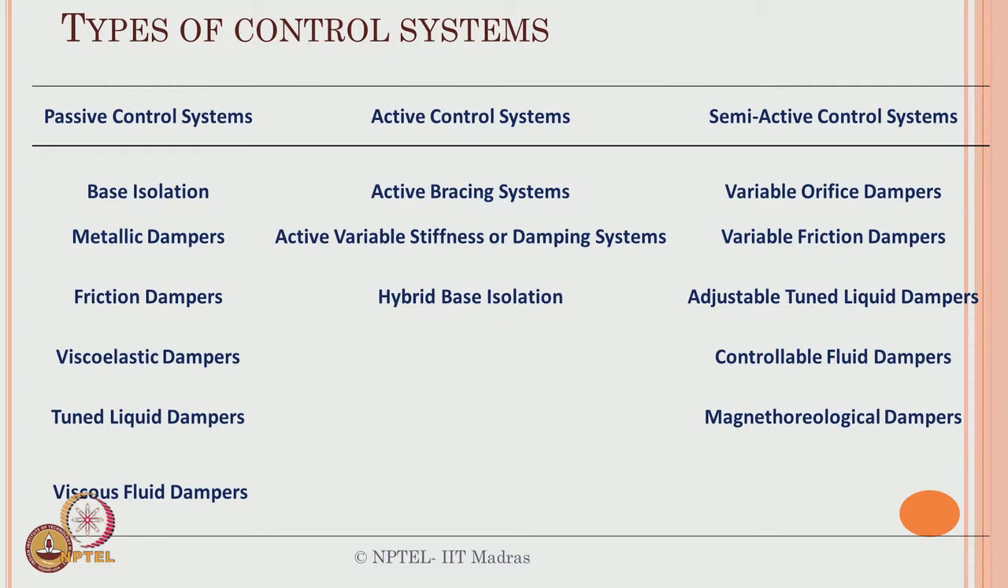Passive controls are listed as base isolation, metallic dampers, friction dampers, viscoelastic dampers, tuned liquid dampers called TLDs, and viscous fluid dampers. Active control systems are bracing systems, variable stiffness and hybrid base isolation systems. Semi-active are variable orifice devices, magnetorheological dampers, MR dampers, etc. All these are comprehensively available, discussed and applied, and you will ultimately see all of these kinds of systems are available in all structural systems of mechanical, aerospace, etc.